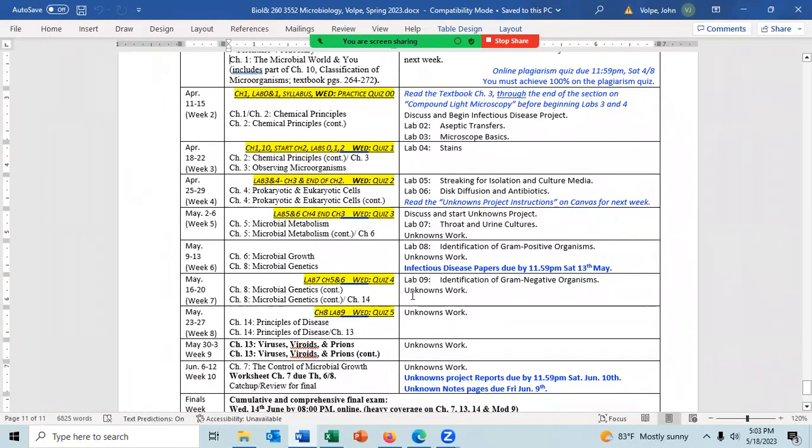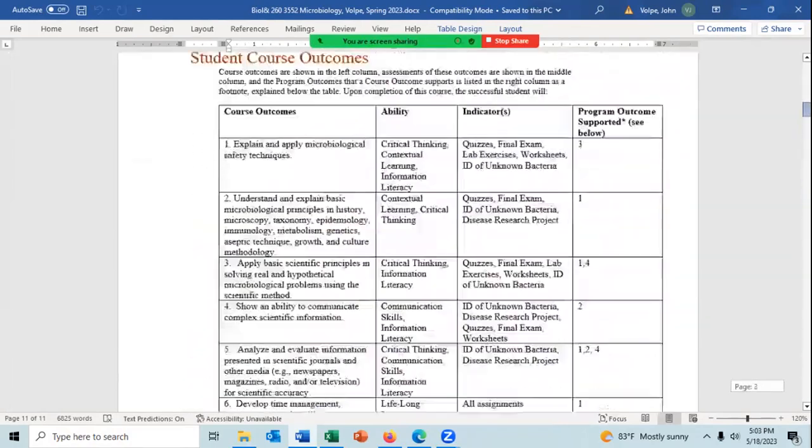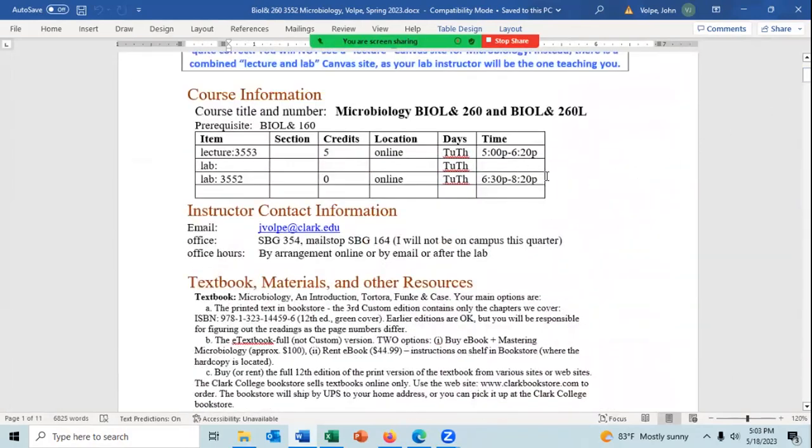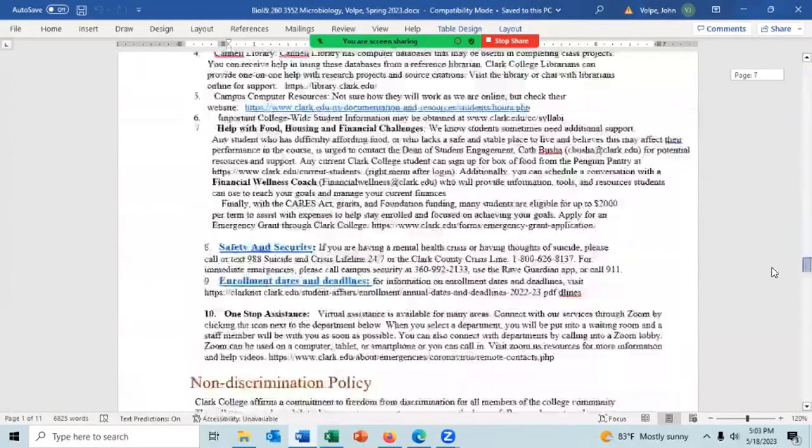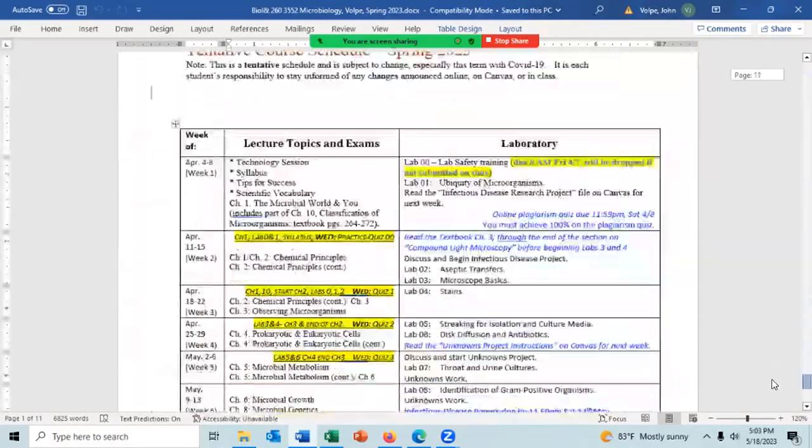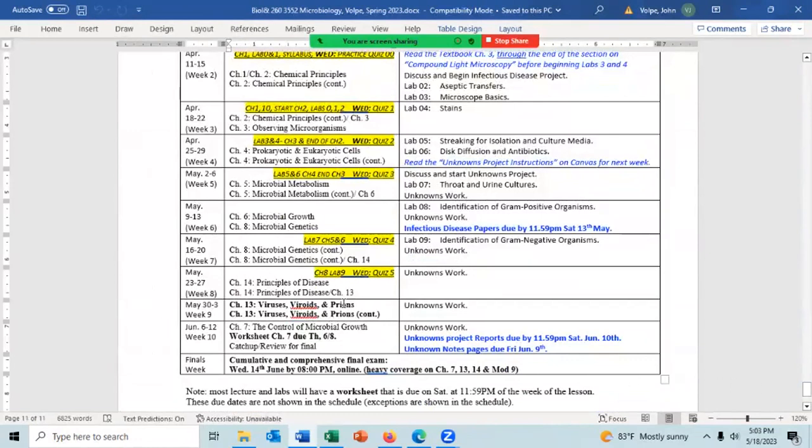There is no lab today. You should be working on your unknown project. I will log in for the first 15 minutes of the lab just to answer questions. But after 6:45, I'll log out. So if you have any questions, make sure you log in to the lab between 6:30 and 6:45. All right, any questions about any of that? Any questions about what we're going to do? If not, I'll begin chapter 8.